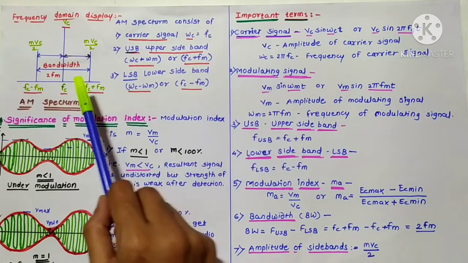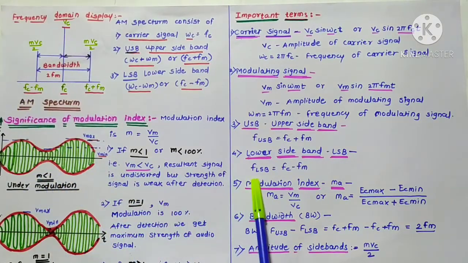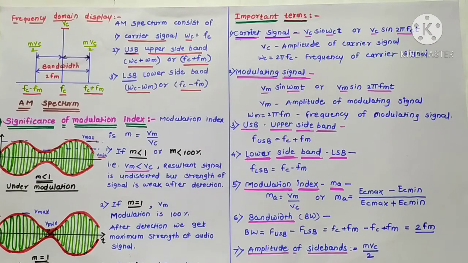But in case of lower side band, the frequency of modulating signal is subtracted from the frequency of carrier. So this FLSB is equal to FC minus FM.